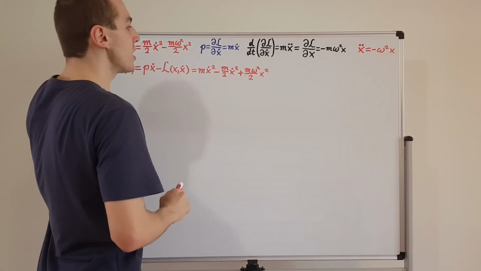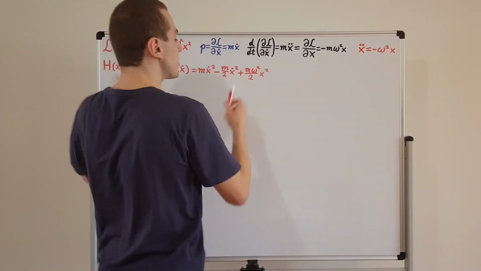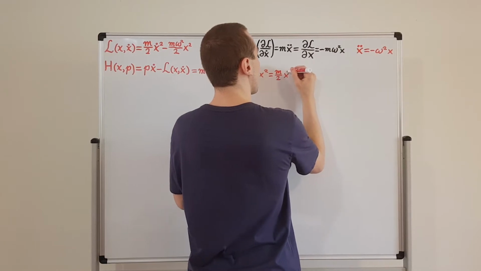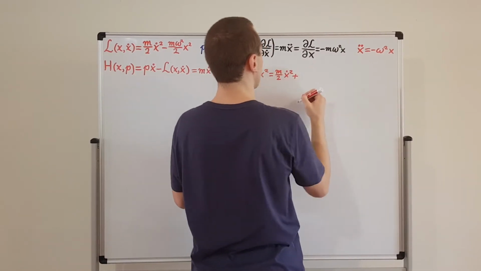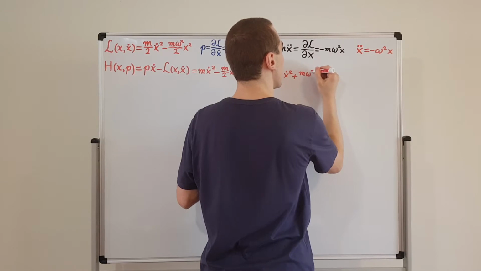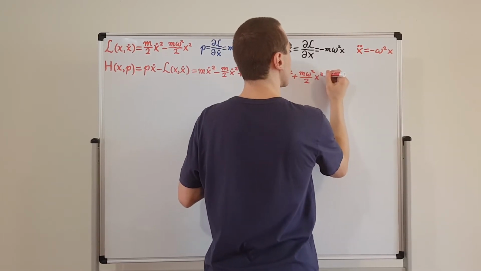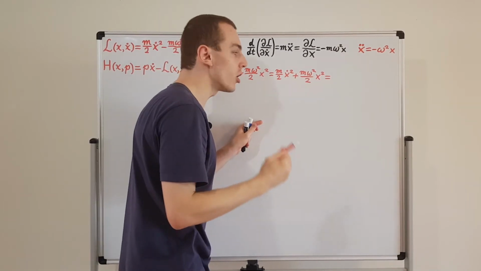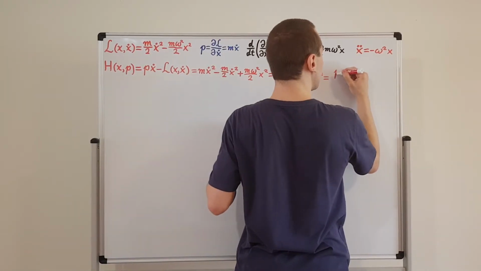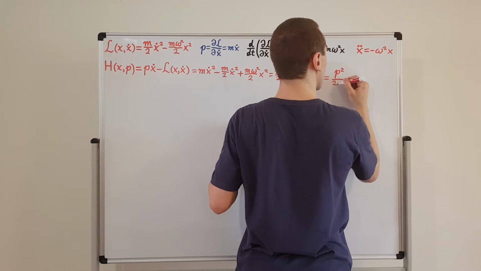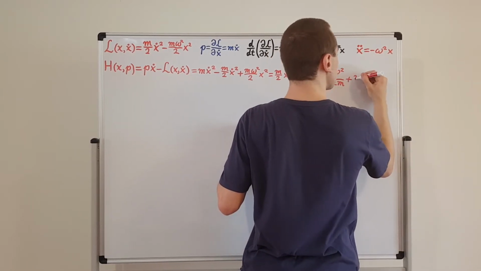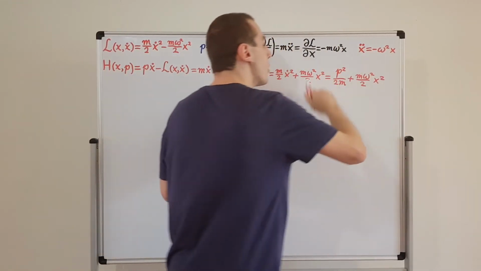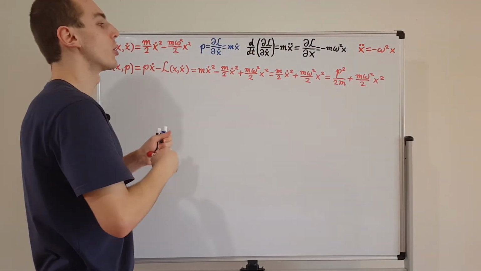But I want to write this in a slightly different form. First I'll evaluate that step. I'll write that over here. So we have m on 2 x dot squared plus this potential energy term, m omega squared on 2 x squared. But we can write this kinetic energy term in terms of momentum. So we can have p squared over 2m. And then we're going to add to that m omega squared over 2 x squared. Now we have the Hamiltonian for the simple harmonic oscillator.